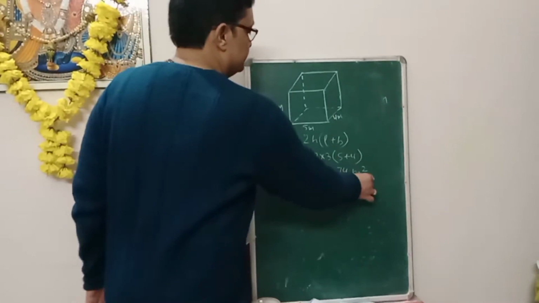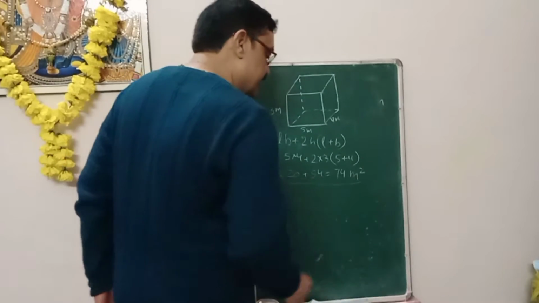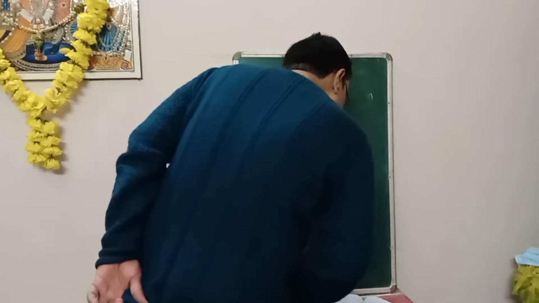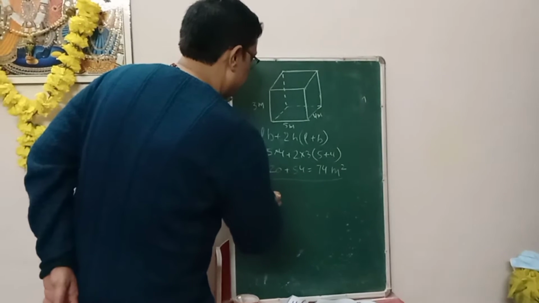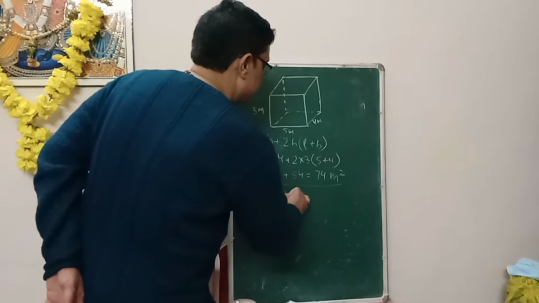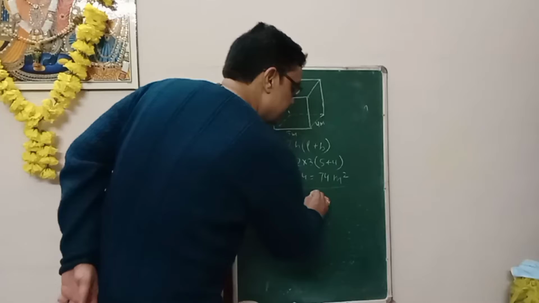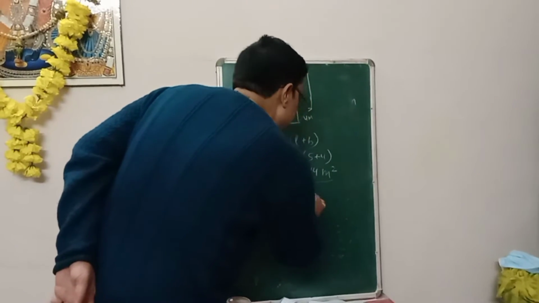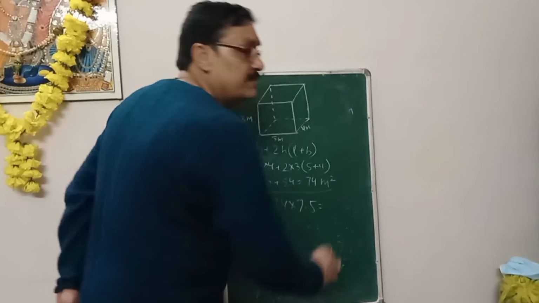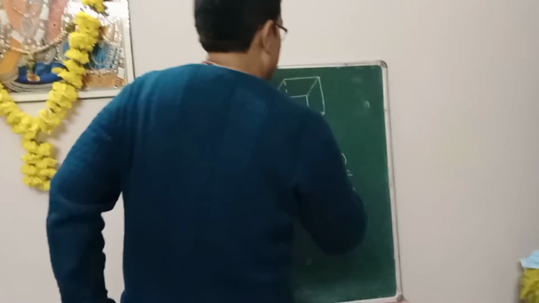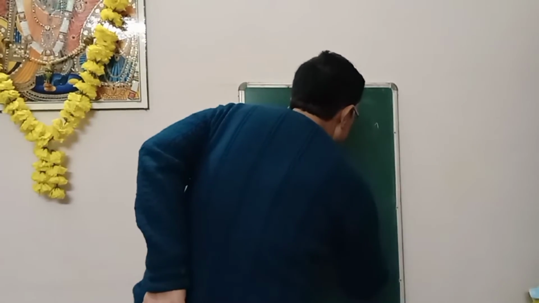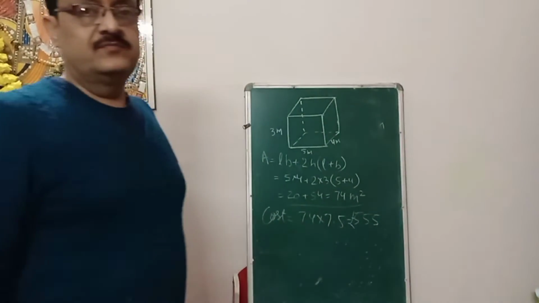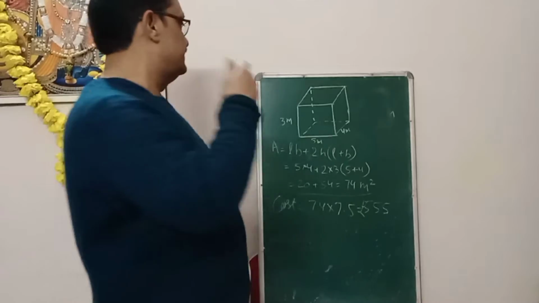Now what is the cost? 1 meter square costs 7.5. So the cost will be, we multiply this 74 with this 7.5 and we get 555. This is the answer. So this is our second question.